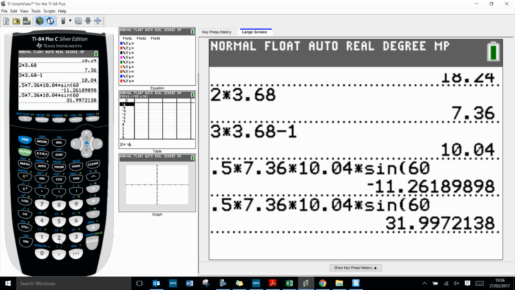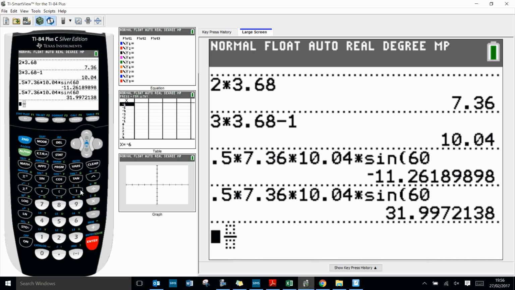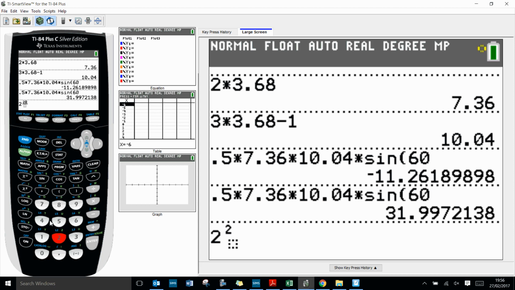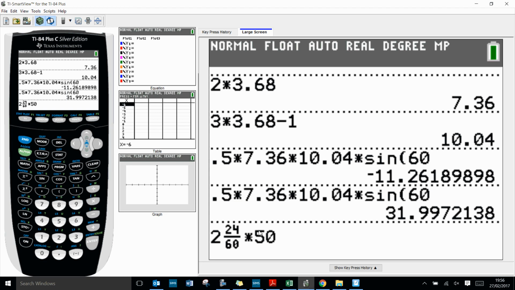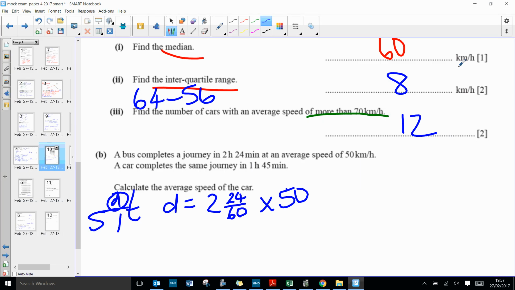So the distance equals a mixed fraction. So 2 hours and what it was already, 24 over 60, multiplied by 50, I think it was. Yep. Equals, so they travelled 120 kilometers.